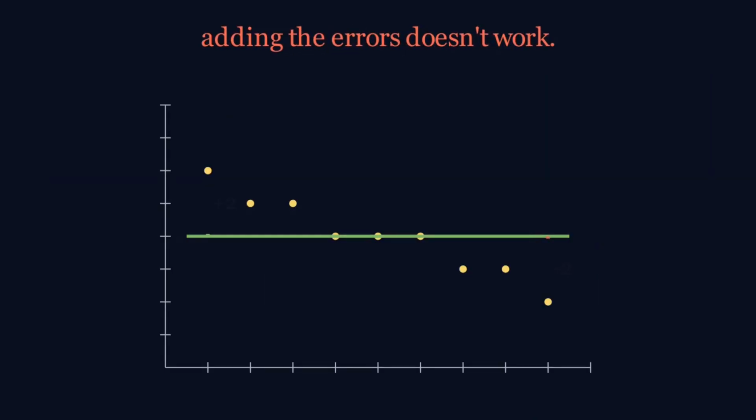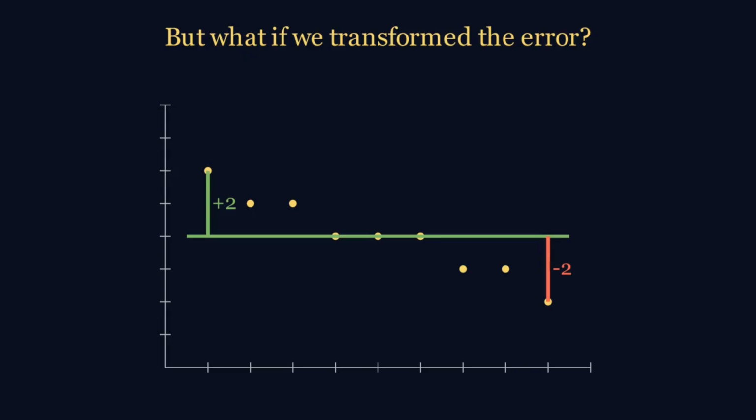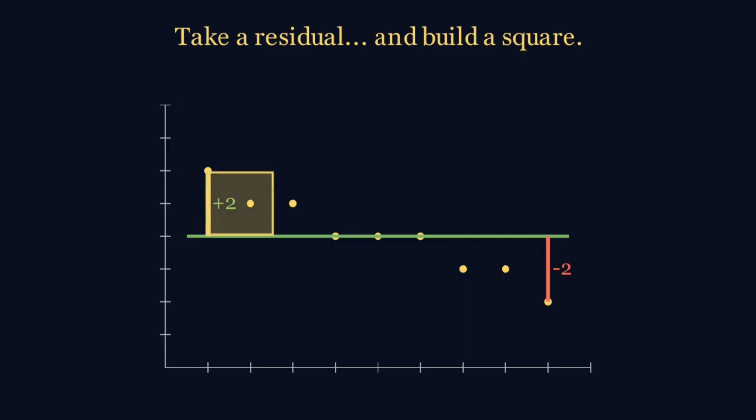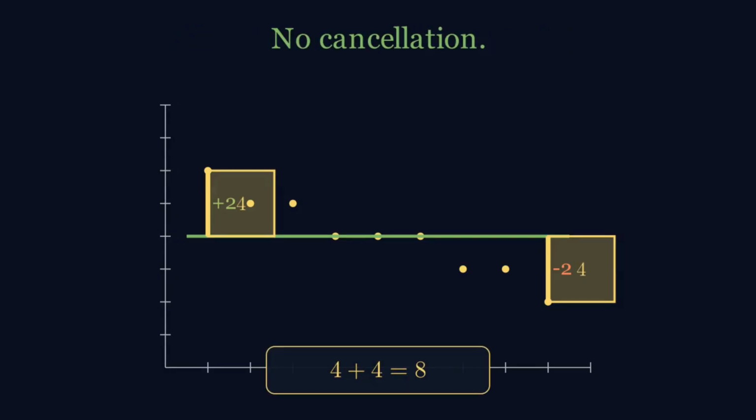So adding the errors doesn't work. Positive mistakes cancel negative mistakes, and somehow a terrible line can pretend to be good. But what if, instead of looking at the raw error, we transformed it? Take a residual and imagine building a square from it. Not a metaphor, but an actual square. A tiny error creates a tiny square. A bigger error creates a much bigger one. And suddenly, everything beautiful happens. Every contribution becomes positive. No cancellation, no hiding, no sneaky tricks, because areas can't cancel. A square of area 4 doesn't magically disappear because another area showed up on the other side.